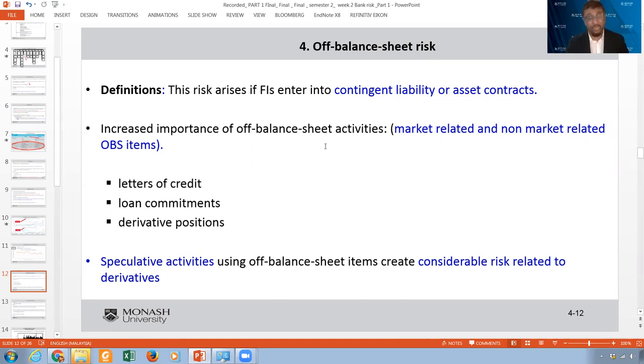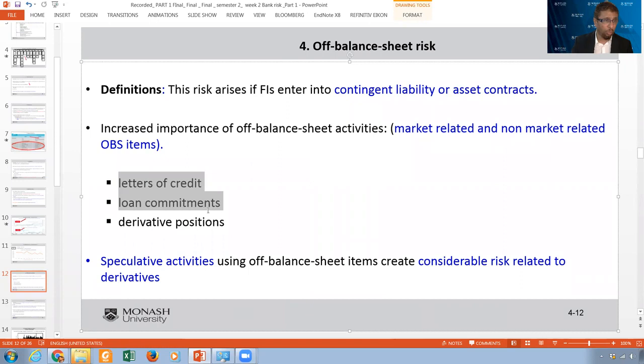Now, off-balance sheet can take so many shapes. We can talk about, as I told you, guarantees, letters of credit. We can talk about derivative contracts. We can talk about so many things banks do that don't show in the balance sheet, but are actually contingent payments. This is what we call it, and I have defined here letter of credit, loan commitment, derivative positions.